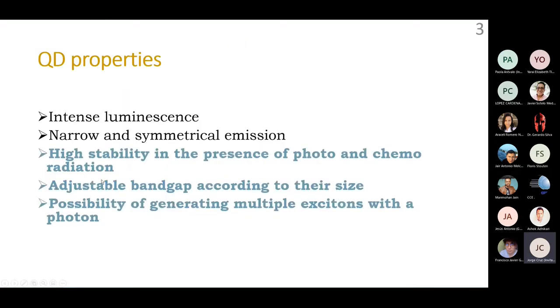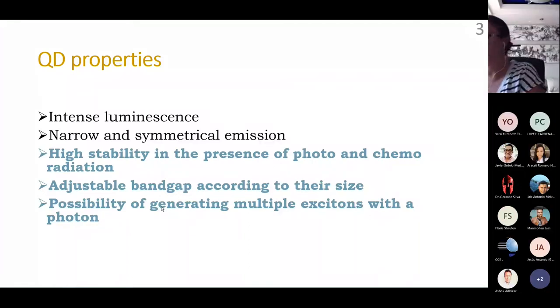The properties of quantum dots that are important for us are intense luminescence, narrow and symmetrical emission, high stability in the presence of photo and chemo radiation, adjustable band gap according to their size, and the possibility of generating multiple excitons with a photon.